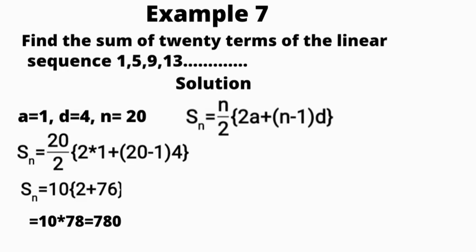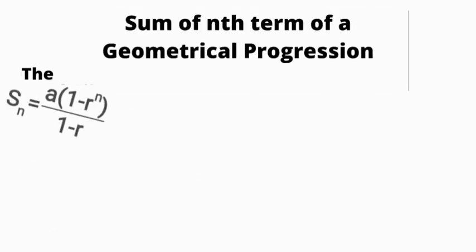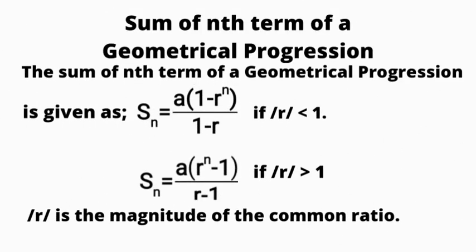N is equal to 20. The sum of the nth term of a linear sequence is given, and by substituting the value of A, D, and N into that formula, we have 780.